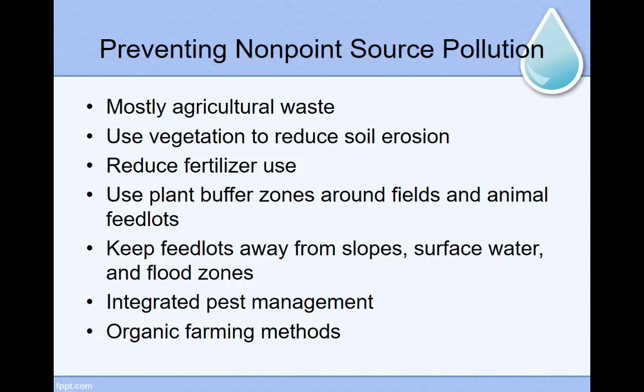We can keep our feedlots away from slopes, surface waters, and flood zones. Have an integrated pest management plan that helps us to reduce the need for fertilizers and pesticides as much as possible by working with organic farming methods and trying to work with nature.